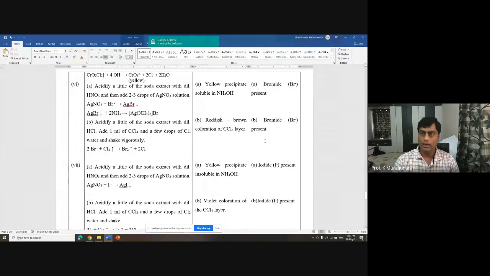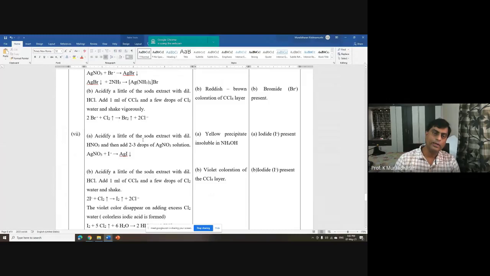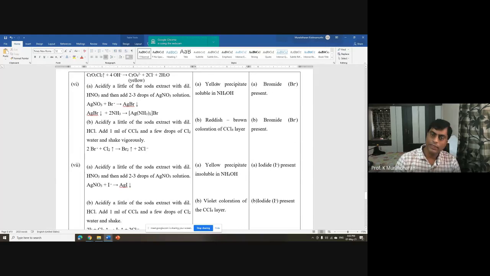So moving from chlorine, bromine, and then to iodide now. Here we are taking the sodium extract, soda extract, and adding dilute nitric acid, and then two to three drops of silver nitrate, the same thing, and you are seeing a yellow precipitate. But see the difference between this and this. This yellow precipitate goes into solution with ammonium hydroxide, but here also you are getting a yellow precipitate, but this is not going into solution when you are adding ammonium hydroxide here.